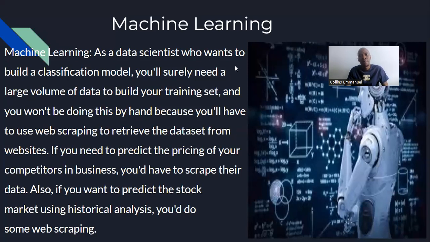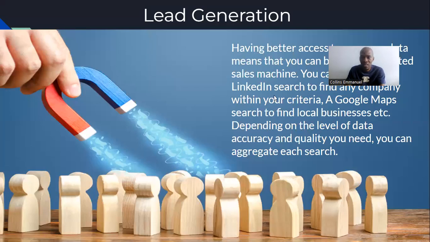So machine learning. Machine learning is also a good reason why we do web scraping. As a data scientist who wants to build a classification model, you definitely need large volumes of data to build your training set. And you won't be doing this by hand, because you'll have to use web scraping to retrieve the data set from websites. If you have to predict the pricing of your competitors in business, you will surely do this through scraping of their data. Also, if you want to predict the stock market using historical analysis, you would have to do some web scraping.